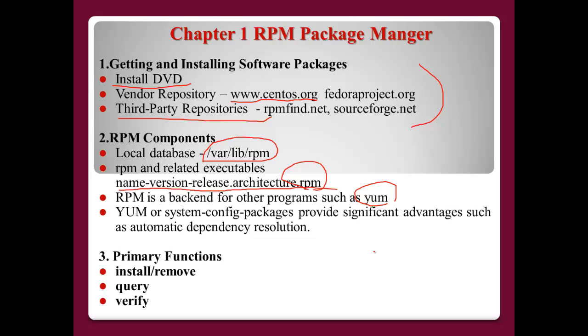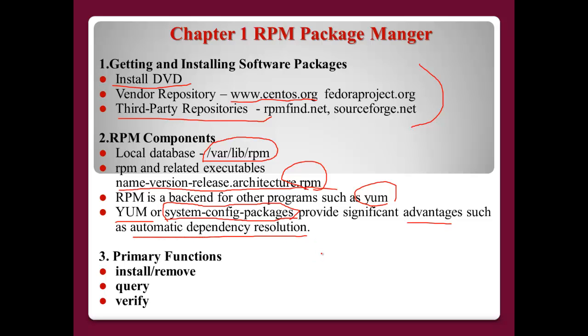And YUM or system-config-packages provides significant advantages such as automatic dependency resolution. It means in CentOS 6.4, normally this one does not support the system-config-packages, but in versions below CentOS 6, maybe you can find this command and YUM together. So YUM or system-config-packages has advantages, for example, automatic dependency resolution.